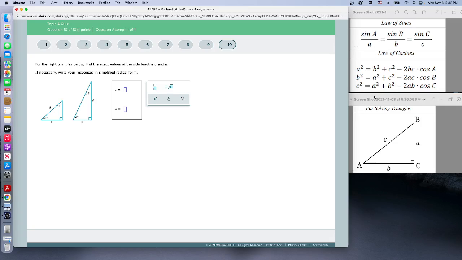The way this is working is if there is a large letter like A, that's an angle. You'll see those usually are associated with a trig function. So angle A, angle B, angle C.